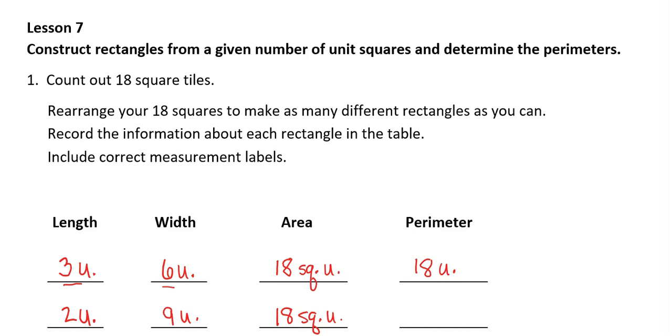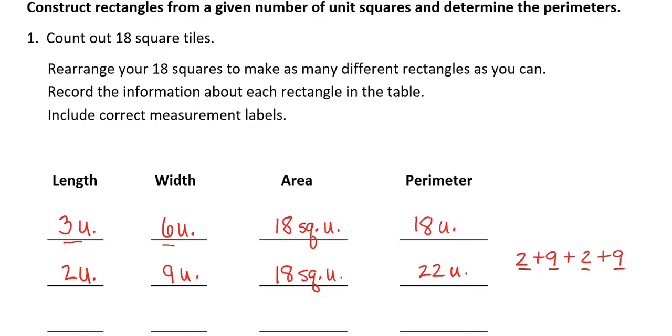One side was 2 units, the top was 9 units, the other side would be 2 units, and then the bottom would be 9 units. 2 plus 9 is 11, plus 2 is 13, plus 9 is 22. So this time, the perimeter of the rectangle is 22 units. Let's see if we can find another rectangle.